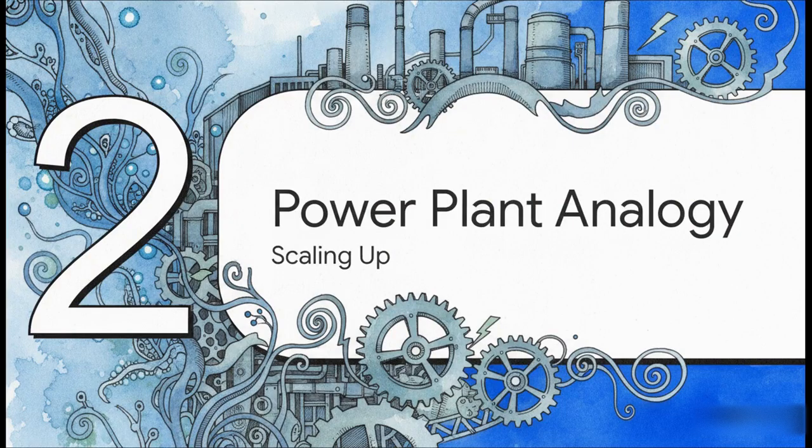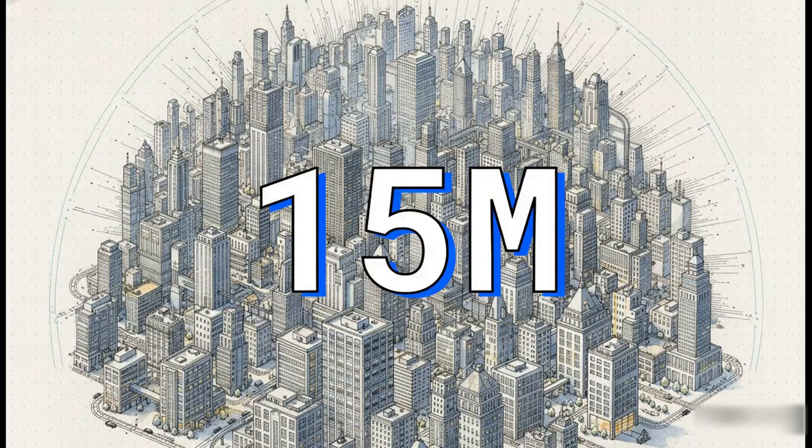Moving on to Section 2. The power plant analogy, scaling up. Let's see how this builds from the biological world into a much larger mechanical and societal analogy. This really helps us understand the mathematical mechanics of this philosophy. Picture a massive, sprawling city, a huge metropolis packed with 15 million people. Now that represents a massive amount of infrastructure, and most importantly, an absolutely massive need for electricity just to power all those millions of homes.